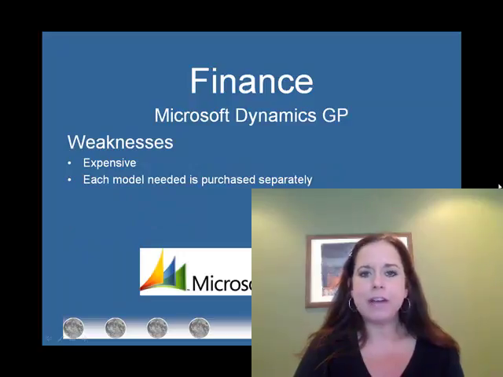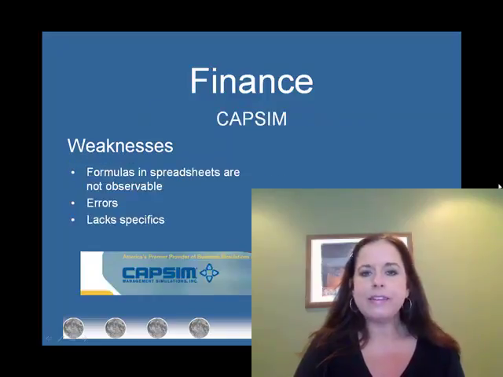The weaknesses of Microsoft Dynamics GP are that it's expensive, and each module that a company may need has to be purchased separately. The weaknesses in CAPSIM are the formulas in the Excel spreadsheets are not observable, so it's difficult to tell where a number has been derived.